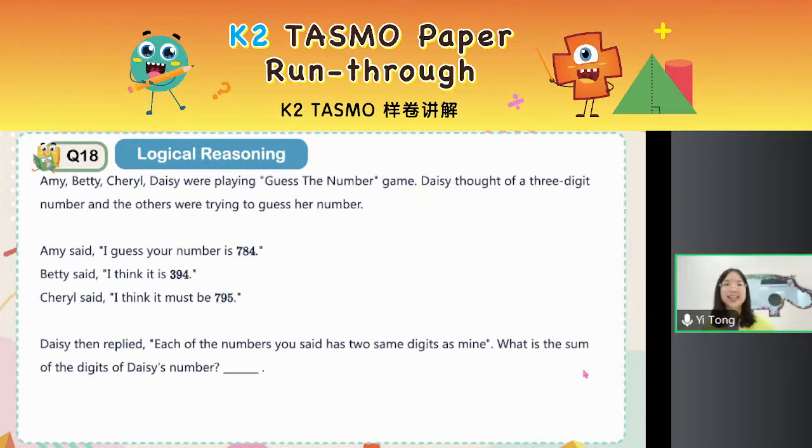Now, logical reasoning again. We have 4 friends, Amy, Betty, Cheryl, and Daisy. They're playing the Guess My Number game. So Daisy thought of a number that's 3 digits, and the others were guessing. Amy says, your number is 784. Betty says, it is 394. Cheryl says, I think it must be 795. Now, what does Daisy say? Daisy says that each of the numbers you said has 2 same digits as mine.